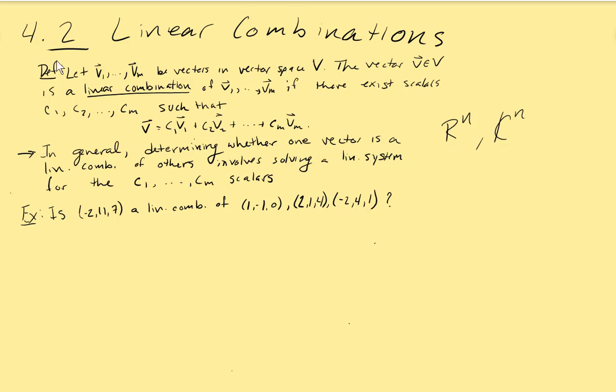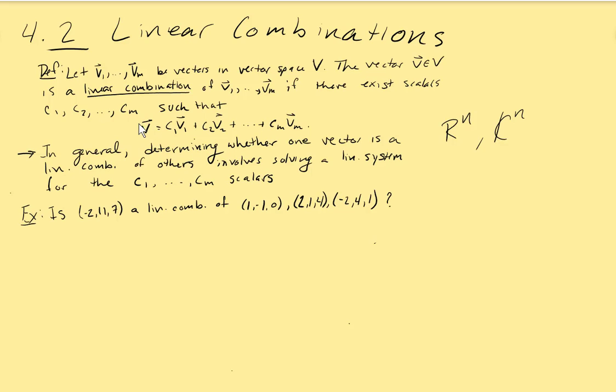So let's take a look here, starting with the definition that should look very familiar to us. If we let v1 through vm be vectors in vector space V, then the vector v in that vector space is a linear combination of vectors v1, v2, all the way through vm, if there exist scalars c1, c2, all the way through cm, such that the vector v we started with is c1 times v1 plus c2 times v2, all the way up to cm times vm.